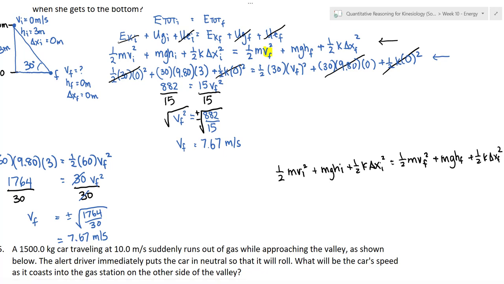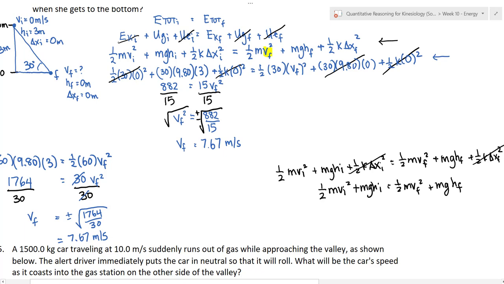If there's no elastic potential energy in the question at all, because there's no spring involved in the question at all, we can take that out, right? So I can rewrite this equation and it looks like this. 1/2 mv initial squared plus mgh initial equals 1/2 mv final squared plus mgh final.